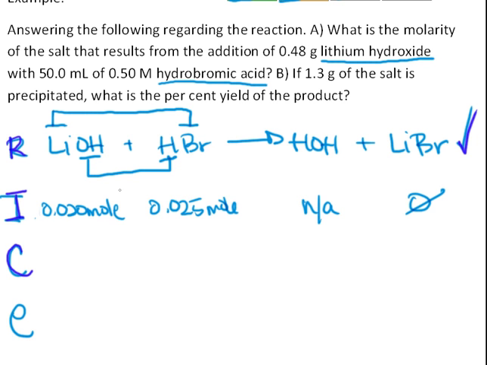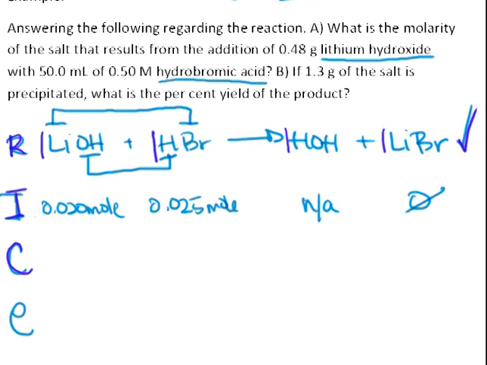So if we look at our reaction stoichiometry, that is determined by the coefficients in front of our reactants. We have 1 to 1 to 1 to 1. So our reactants react in a 1-to-1 ratio to form two products in a 1-to-1 ratio. So our limiting reactant is going to be the one that we have the fewest moles of.